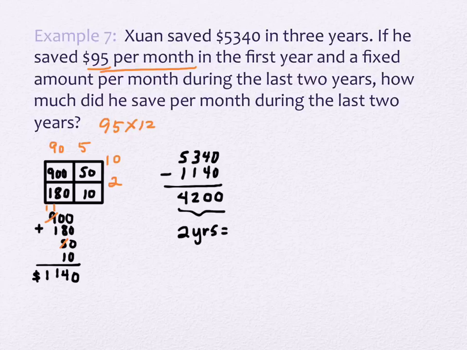And of course, the thing we need to remember is that 2 years is equivalent to 24 months, because the question, remember, asked us something about how much he saved per month. All right, so we have $4,200 saved, and it's saved in 24 months. And so if we want to know how much is saved per month, this would be division by 24.